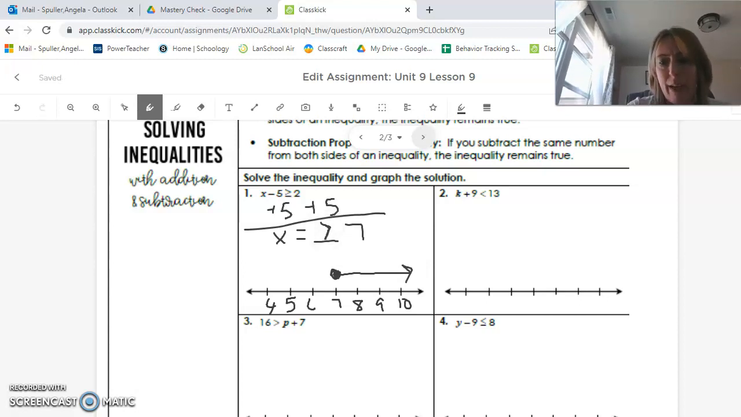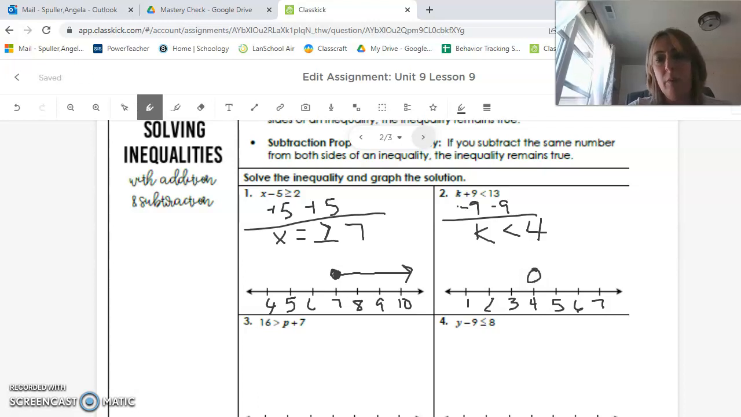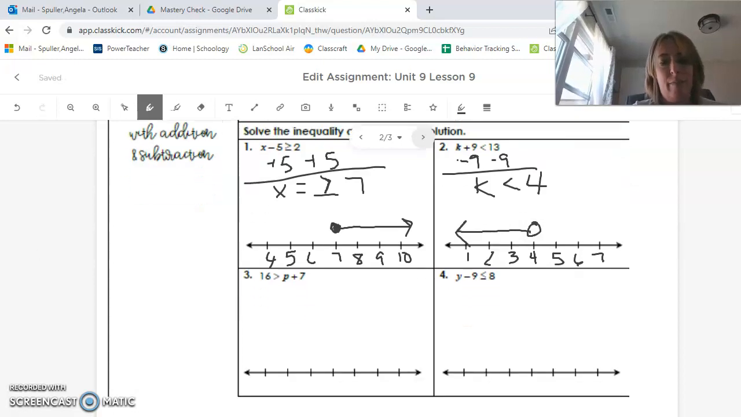All right, so here we have addition. Let's subtract instead. Minus 9, minus 9. K is less than 13 minus 9 is 4. So 4, 5, 6, 7, 3, 2, 1, right? We start with the open circle, and less than goes to the left.